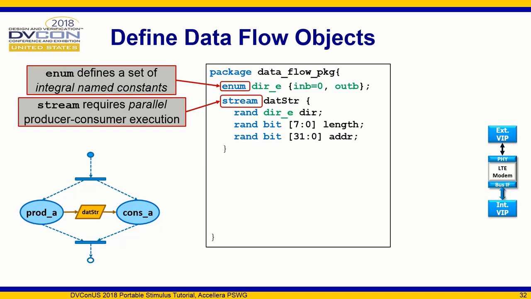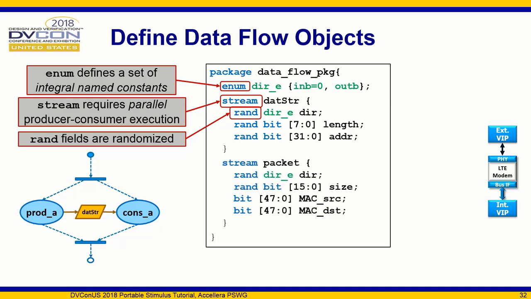So in some examples that we've been working on, there's a base data type, and we extend that to be either a stream or a buffer, depending on what the requirements are for that particular piece of data. We can randomize the fields of the data object, and we can also have a packet stream as well.